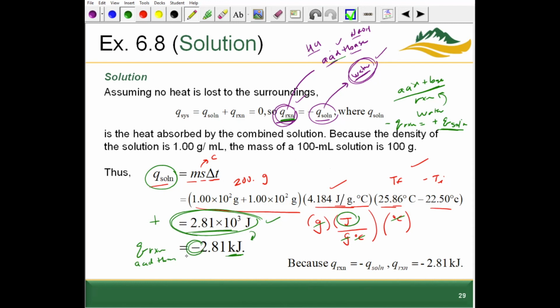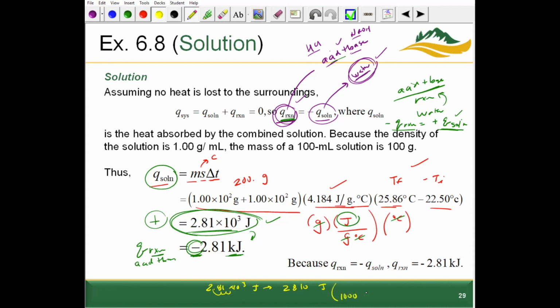And definitely that negative sign now, because whatever heat is made from the reaction or released from the reaction is then being inputted into the solution. So the solution gained this much heat, the reaction itself lost this much heat. So 2.81 times 10 to the third, that's moving the decimal point over 3 times, 2810 joules.